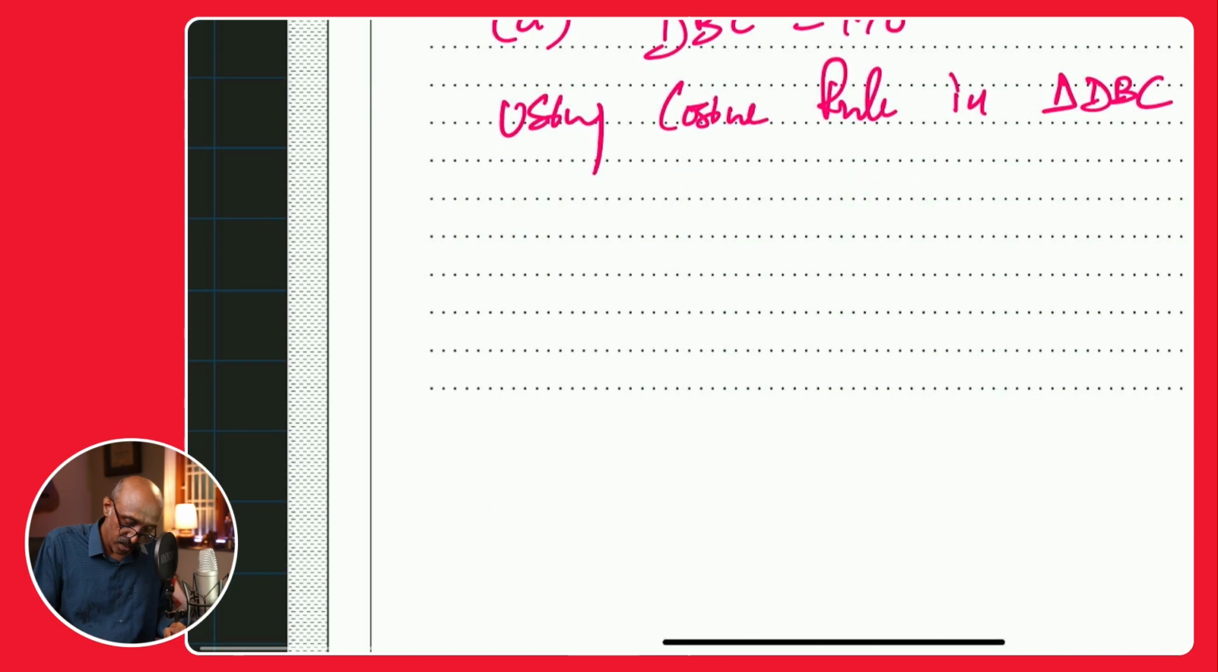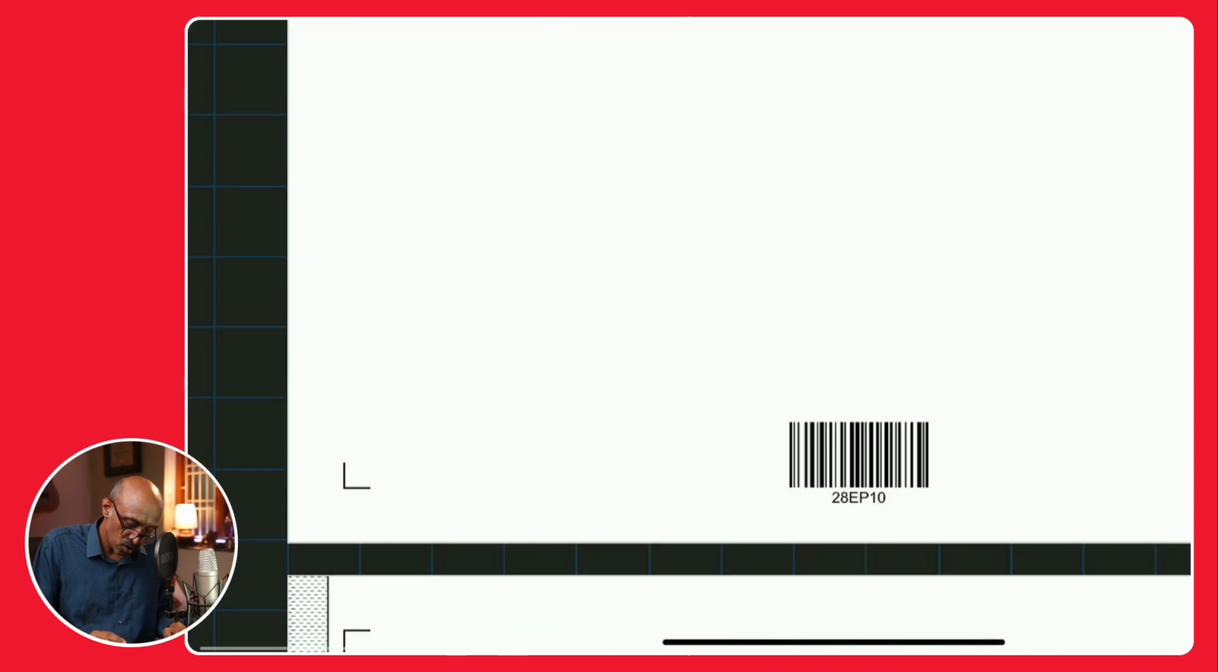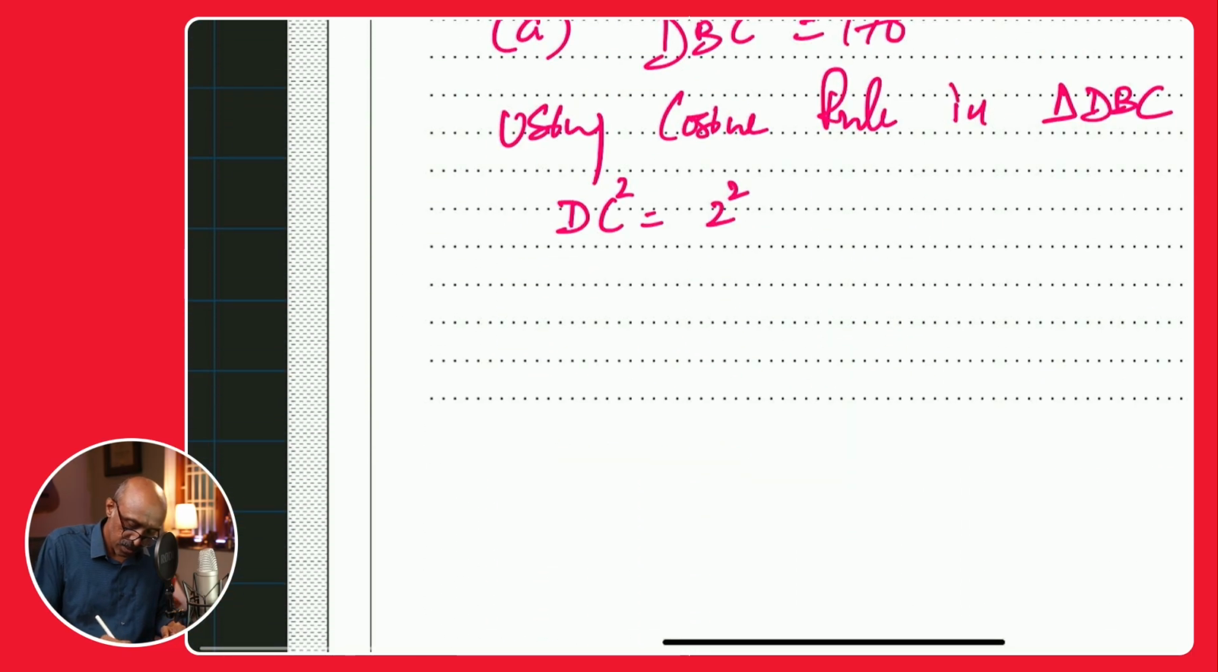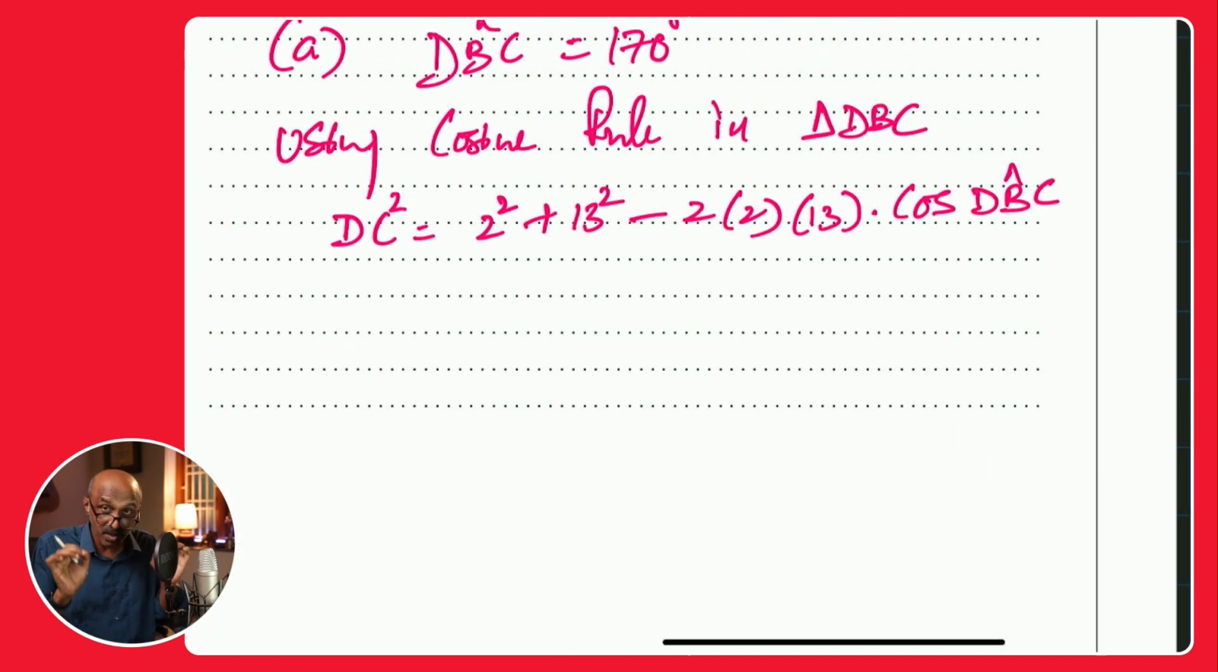So DC square equals, I think that distance is 2, right? 2 square plus 13 square minus 2 times 13 times cos of that angle DBC. All right, now this is what is expected in the IB. Make sure you show your substitutions, okay?